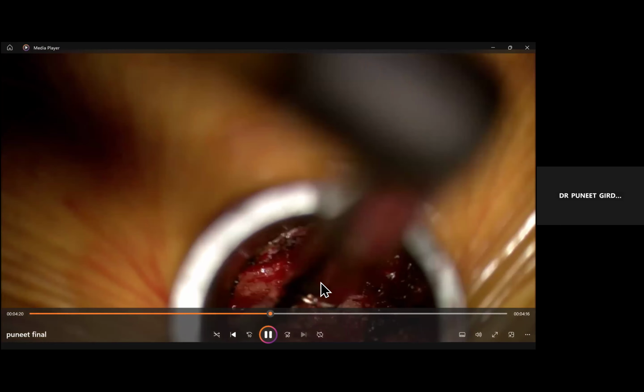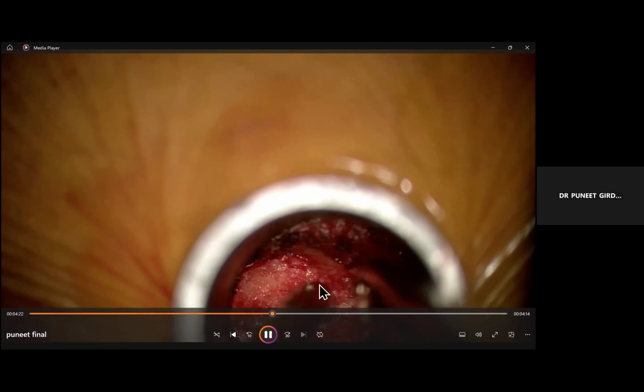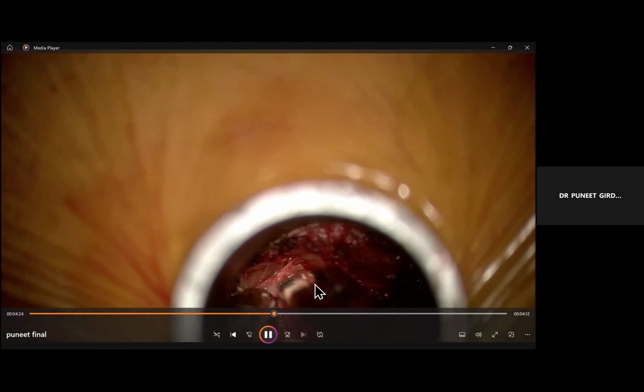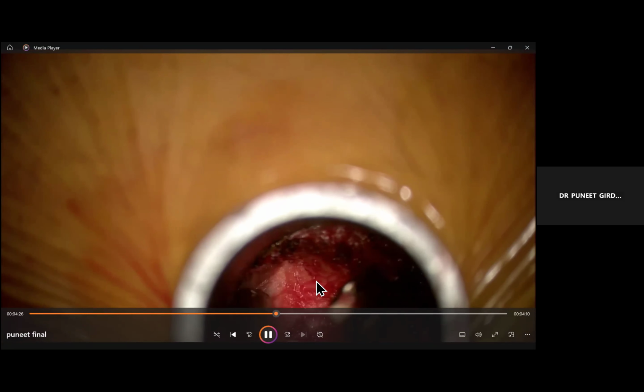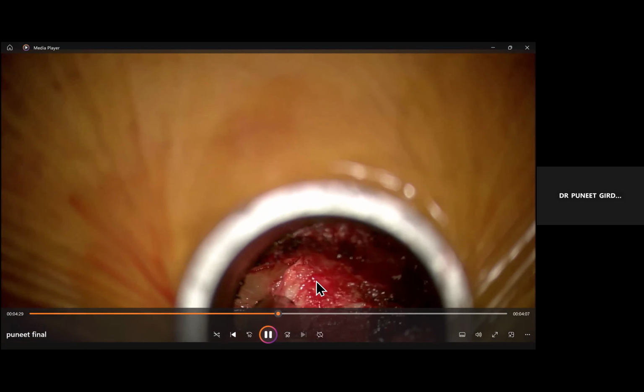So as we have done on the proximal aspect, I use a reverse Kerrison to knock off a millimeter of the distal lamina so that the ligamentum flavum attachment comes off there.